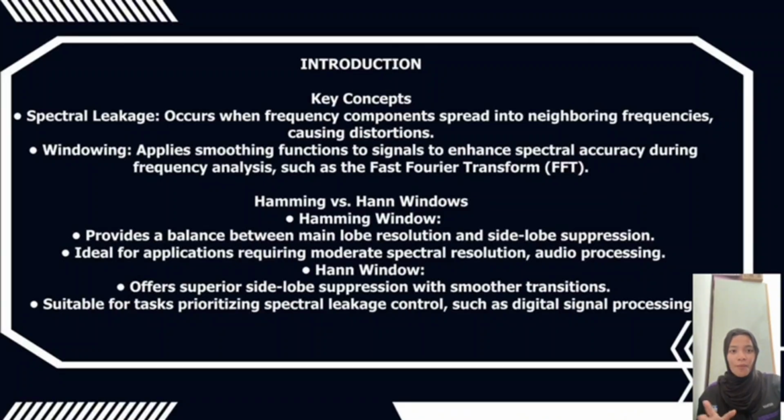HANN window provides a balance between the main lobe resolution and side lobe suppression. It is ideal for applications requiring moderate spectral resolution, such as audio processing. While a HANN window offers superior side lobe suppression with a smoother transition, it's suitable for tasks prioritizing spectral leakage control, such as digital signal processing.